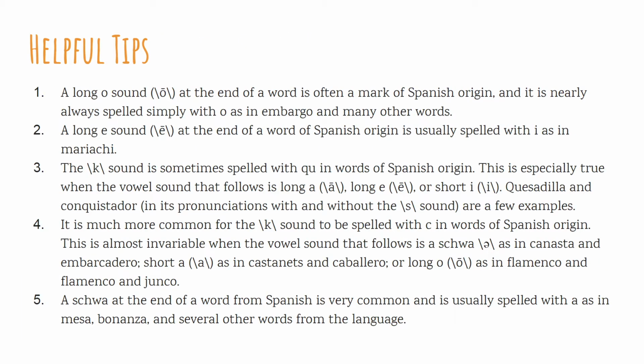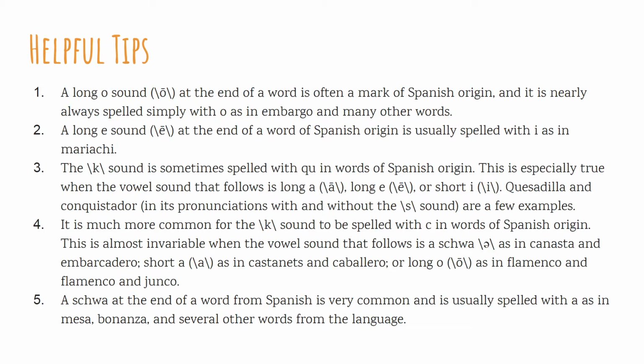First, let's discuss a few helpful tips. First of all, the long O sound at the end of a word is often true in Spanish words, and it's almost always spelled with an O, as in embargo or flamingo. So the long O sound at the end of a word is spelled with O.